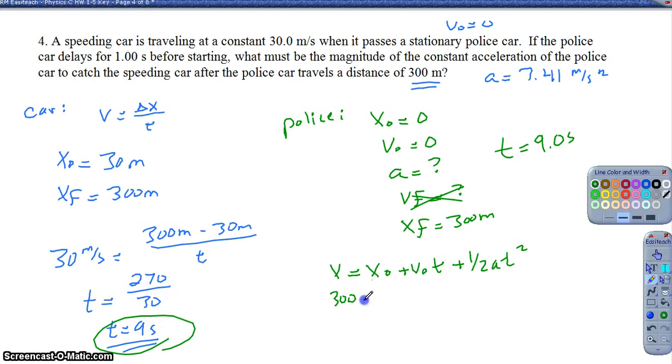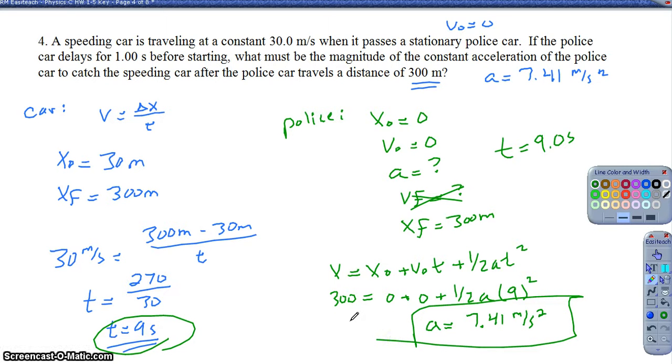So I know my final position was 300, my initial was 0, plus the initial velocity of the police car, which was 0, plus 1/2 the acceleration, which I don't know, but I do know that it took 9 seconds, so 9 seconds squared. Then it's a pretty easy solve from this point. Just calculating 81, half of that, so 40.5, and then 300 divided by that, and that's where I got my 7.41 meters per second squared. So it gives me a route to find the acceleration, hopefully not too bad.